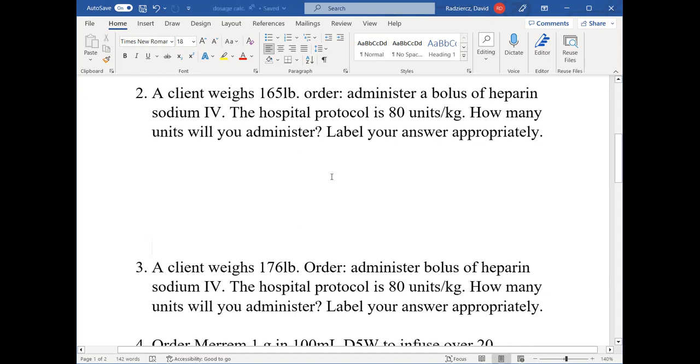So this question says you have a client weighing 165 pounds. The order is to administer a bolus of heparin. Client weighs 165 pounds.